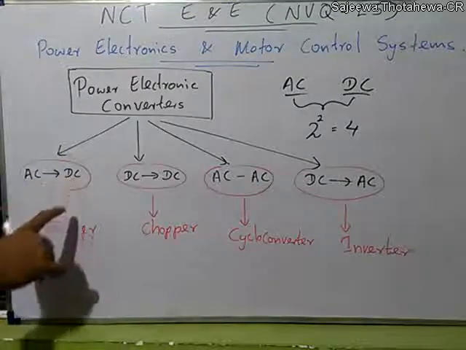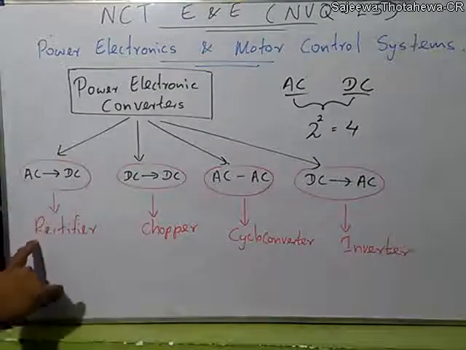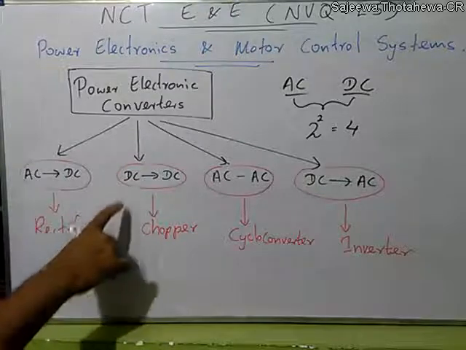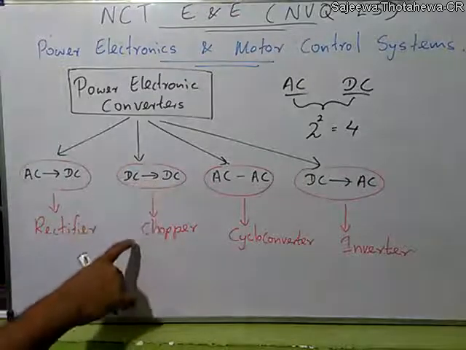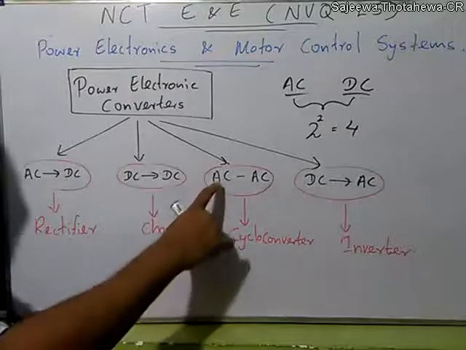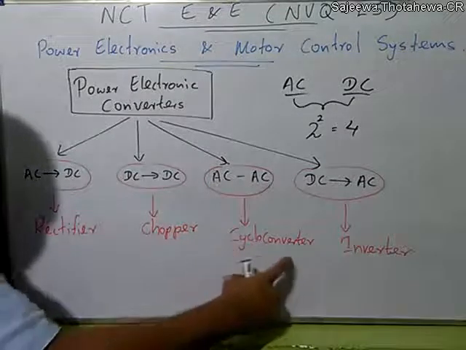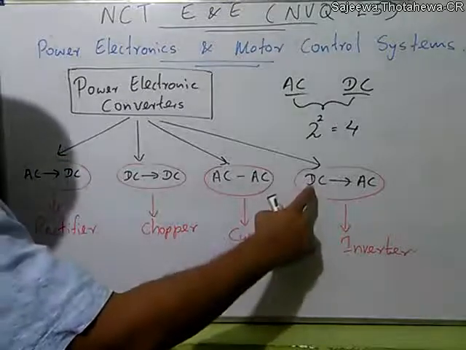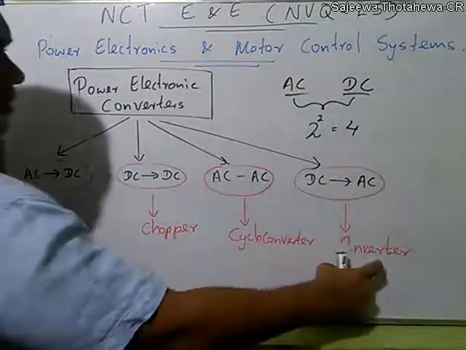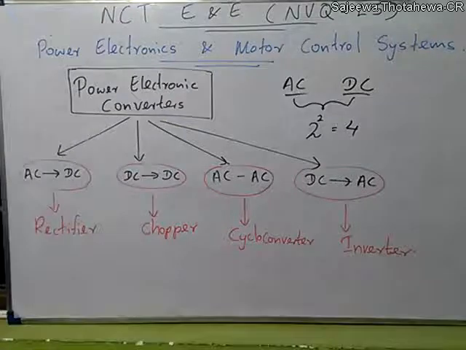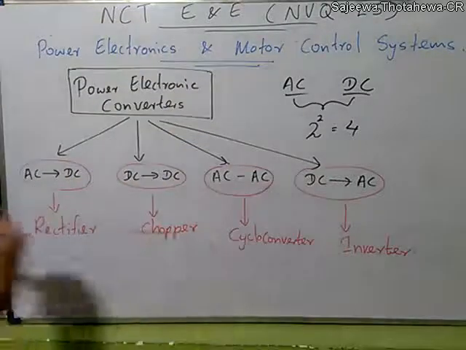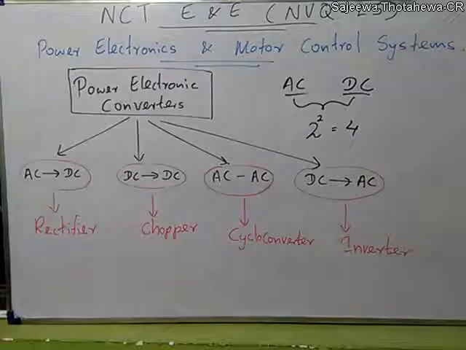AC to DC converters are called rectifiers, and DC to DC converters are called choppers. AC to AC converters are called cycloconverters, and DC to AC converters are called inverters, right? These are the types of power electronic converters.